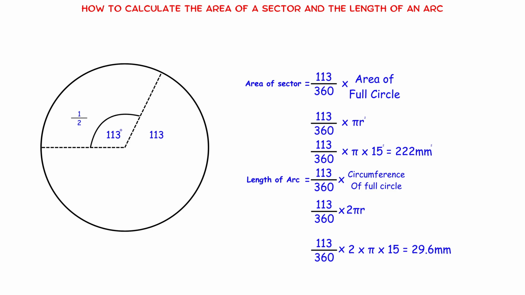So in this case, because the angle of the sector is 113 degrees, our fraction would be 113 over 360, or in other words, our sector is 113 360ths of the circle. So if the radius this time was 15 millimeters, then to find its area, we'd do 113 over 360 times pi times 15 squared, which would be 222 square millimeters, and to find the length of the arc, we'd do 113 over 360 times 2 times pi times 15, which is 29.6 millimeters.